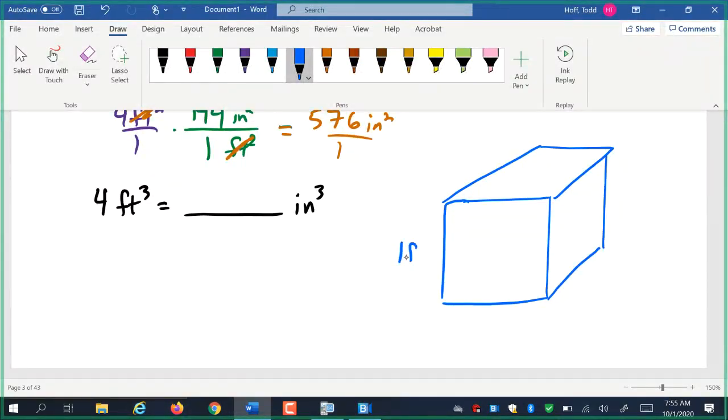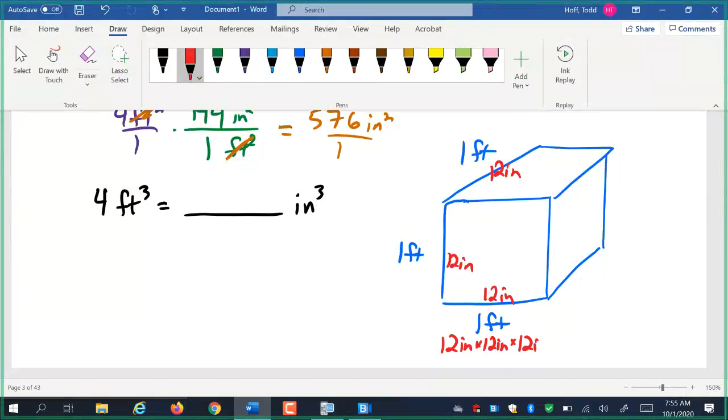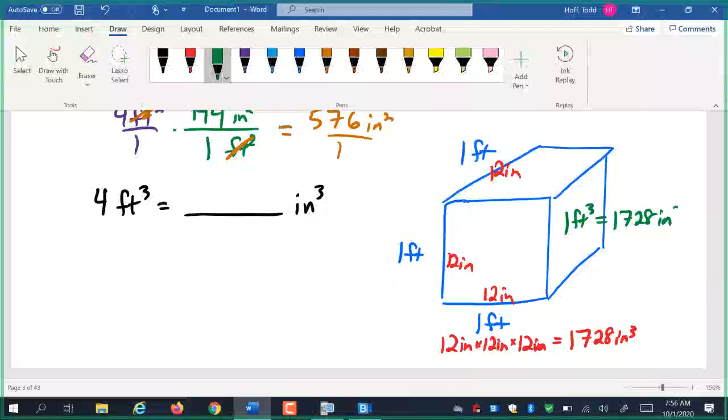Well, a cubic foot is 1 foot by 1 foot by 1 foot. But we know a foot is 12 inches. So that cubic foot is 12 inches by 12 inches by 12 inches. 12 by 12 by 12 is 1,728 cubic inches. So 1 cubic foot is 1,728 cubic inches.